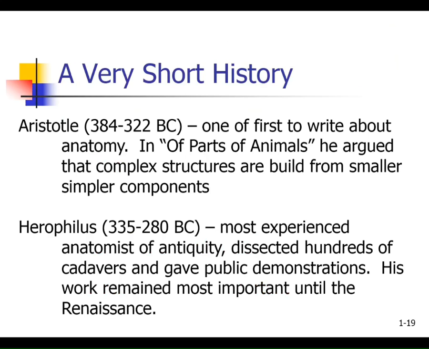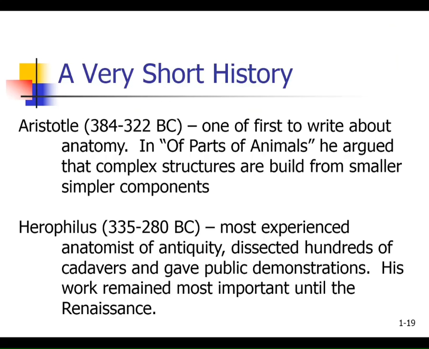I'm not going to quiz you on these names. I just want you to know that anatomy has a very rich history, and that Aristotle, back in 300 or so BC, was the first person to write about complex structures. I'm sure other people thought about it, but he gets the credit for it. And he wrote a book called Of Parts of Animals. I remember reading this very small book in high school. Basically he argued that everything in the universe is made up of simpler things, right? And we'll talk about some of that hierarchy of structure as we go through this morning.